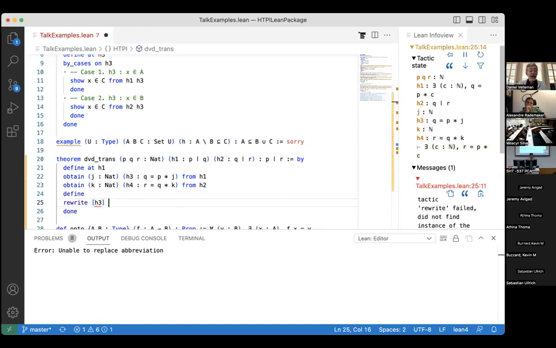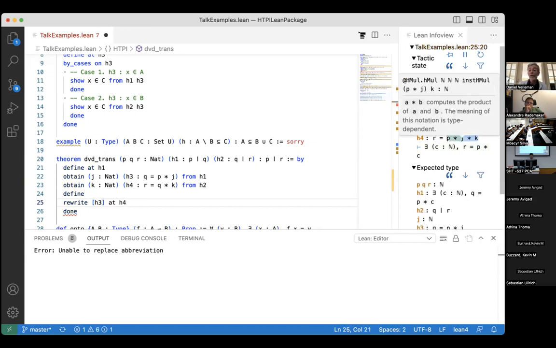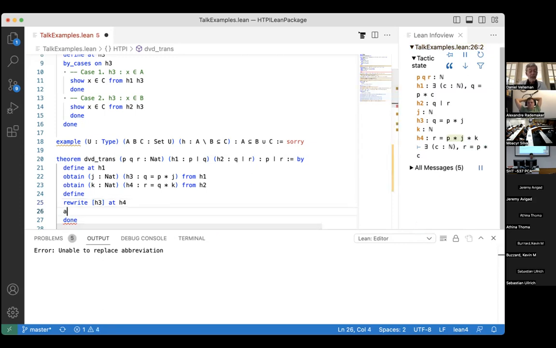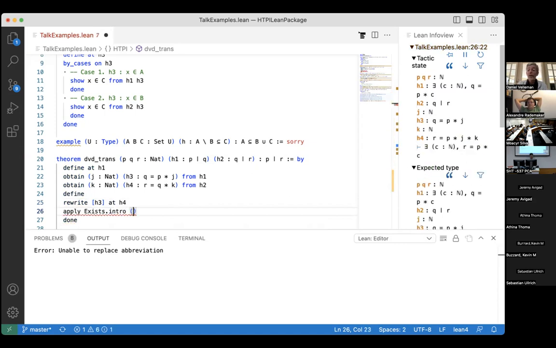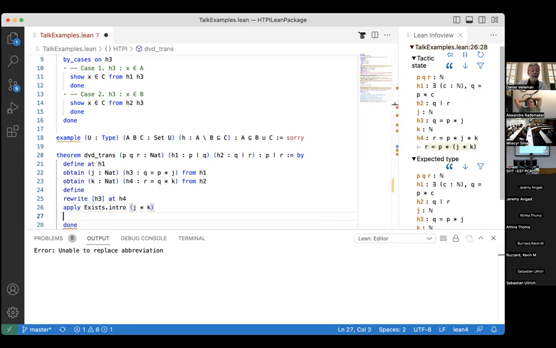Rewrite H3, this means use H3 as a rewriting rule in H4. And so what it's done, treating H3 as a rewriting rule means replace Q with P times J, and that's what it's done here. So I guess it's clear now what the C should be in the goal. It should be J times K. And so the way I'm going to introduce that existential quantifier is the value assigned to C will be J times K. And now you see what remains to be proven is that R equals P times J times K.